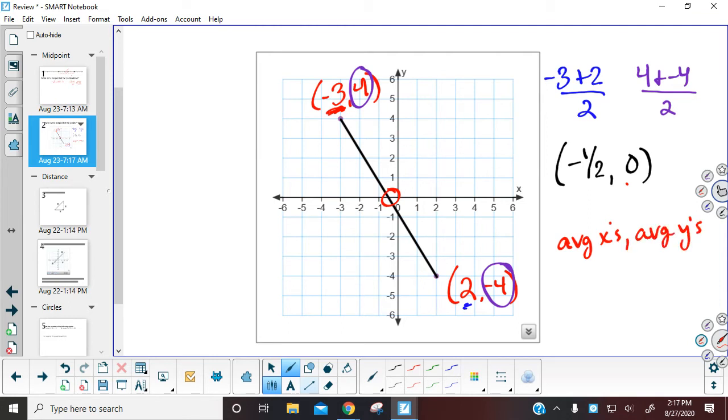Okay. Another way that we have seen that in the past in geometry is x1 plus x2 divided by 2 and y1 plus y2 divided by 2. That is the way that you find your midpoint.